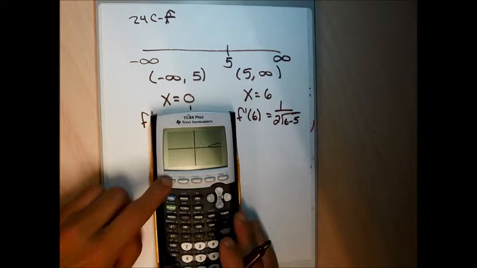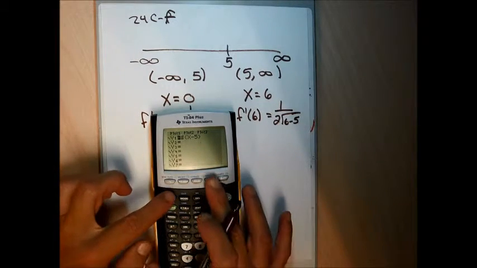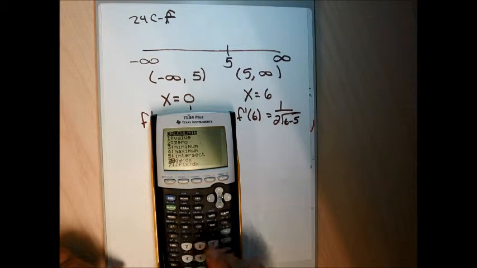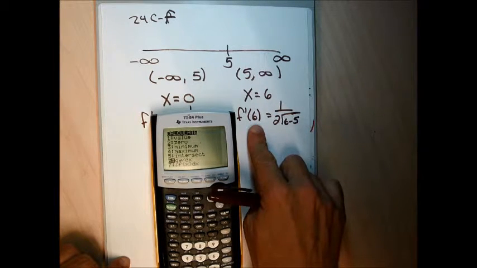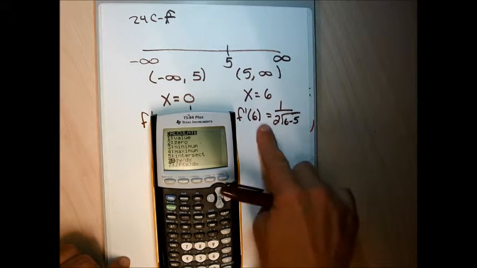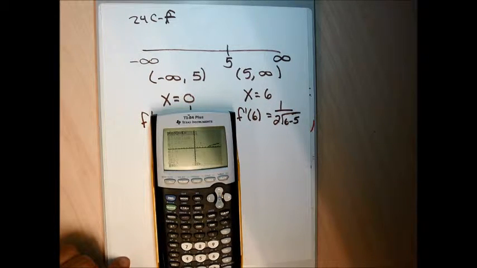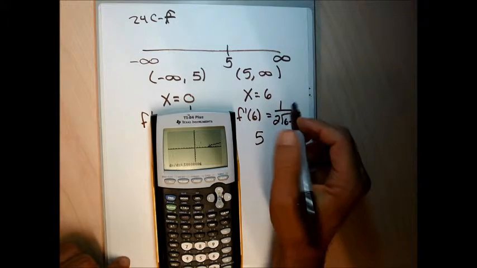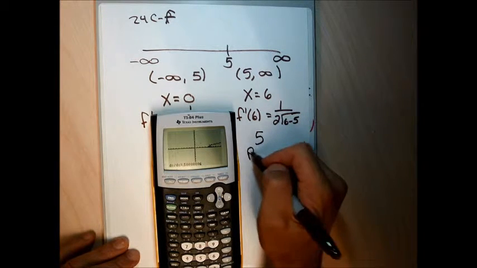So because on my calculator I've already graphed the initial f of x function, I could go second calc, go down to dy dx, and type in the number 6 to figure out the value that I get when I plug 6 into the derivative. So this computation right here can be done by going second calc dy dx, typing the number in, and when I type this in, I think I get 5. It rounds to 5, and this is positive.